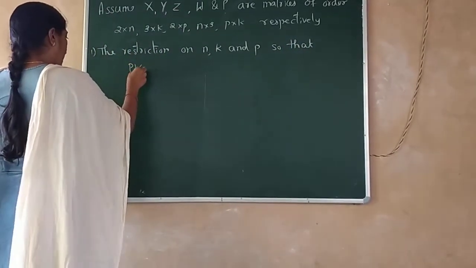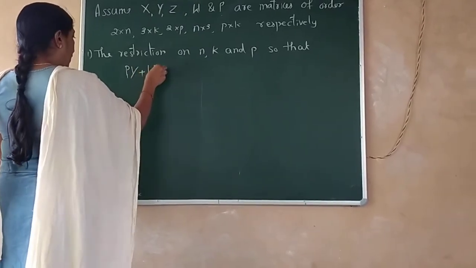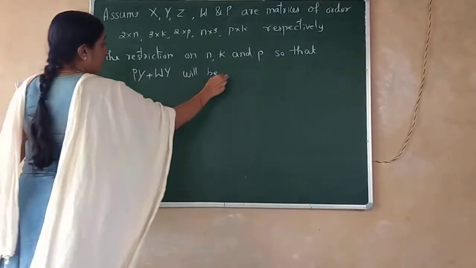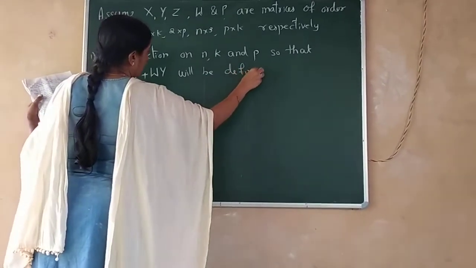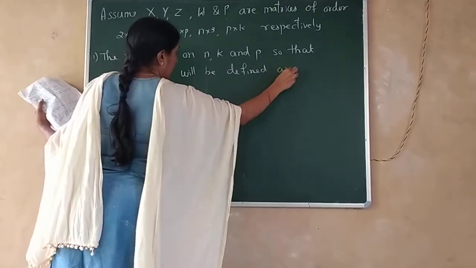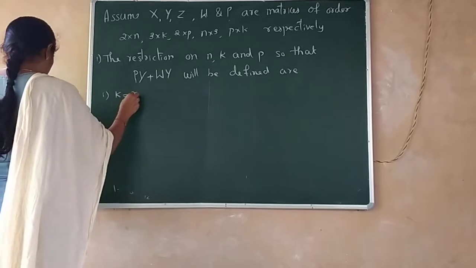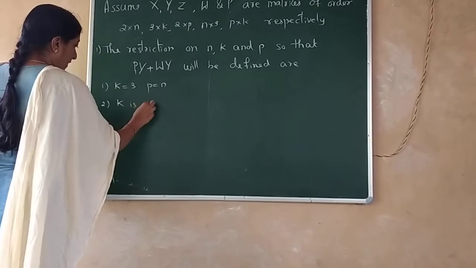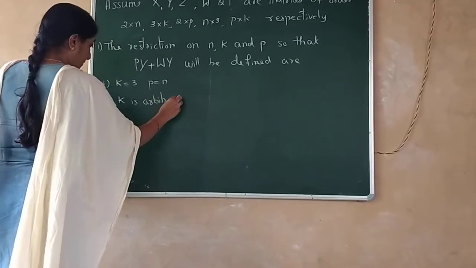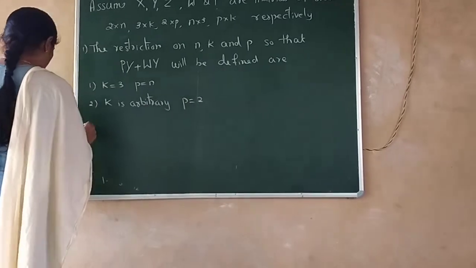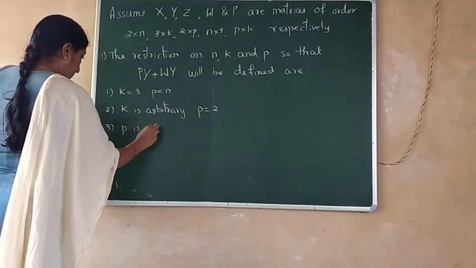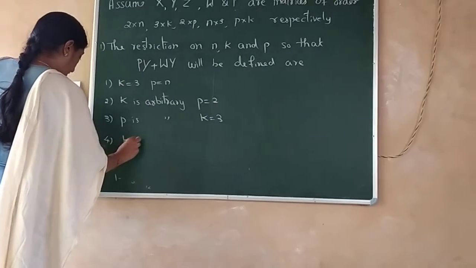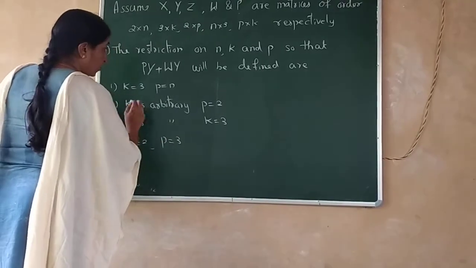PY plus WY will be defined. First option: K is equal to 3, P is equal to N. Second one: K is arbitrary, P is equal to 2. Third one: P is arbitrary, K is equal to 3. Fourth: K is equal to 2 and P is equal to 3.